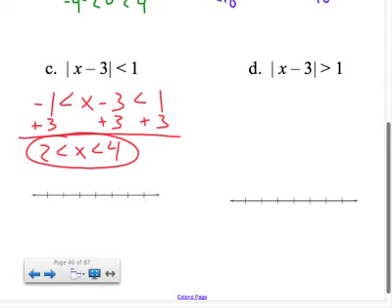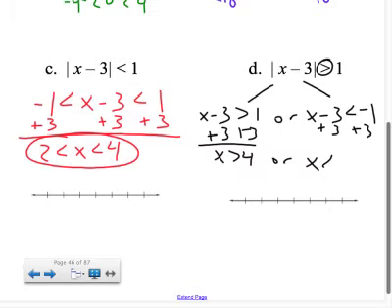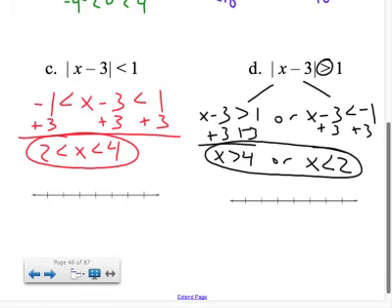Part D, it's an "or" because it's greater than. So x minus 3 greater than 1, or x minus 3 is less than negative 1. And then again, you just solve these separately. So either x is greater than 4, or if I add 3 over here, that says that x could be less than 2. So in order for the inequality to be true, either x has to be bigger than 4 or it has to be less than 2 in order for the absolute value inequality to hold true.